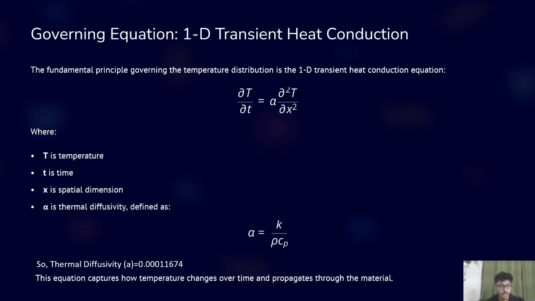Moving on to the next slide. Here we have the governing equation, the 1D transient heat equation. The temperature field inside the copper is governed by the standard one-dimensional transient heat conduction equation. We have found the thermal diffusivity to be 1.1674 × 10^-4 square meters per second, which determines the rate at which temperature disturbances propagate. This equation captures how heat spreads away from the droplet-cooled area with time.